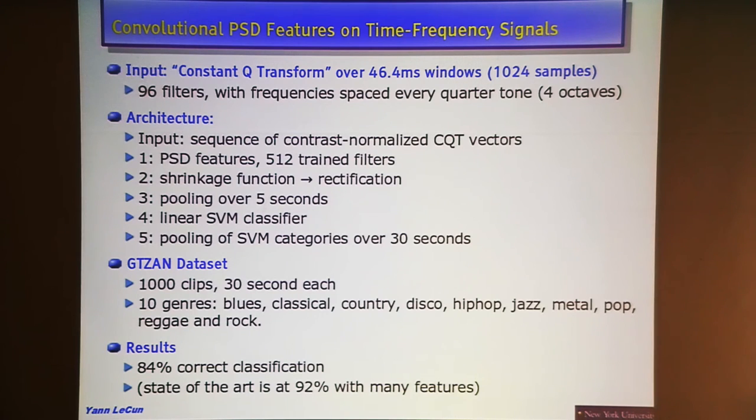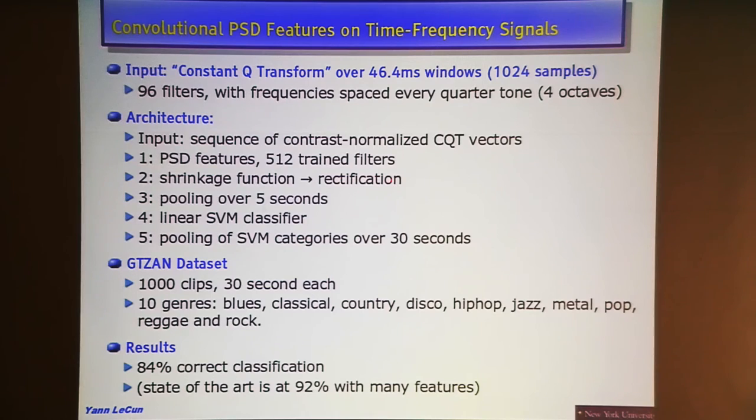So you get a 96-dimensional feature vector, computed over a small segment of audio of about 46 milliseconds. And so you transform a piece of music into a series of 96-dimensional vectors every 10 milliseconds, each computed over 46 milliseconds.